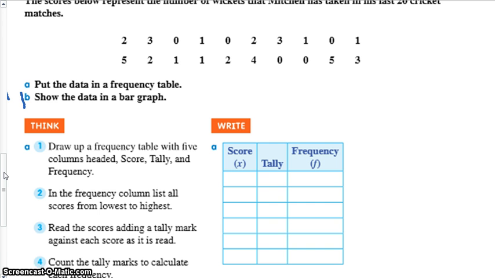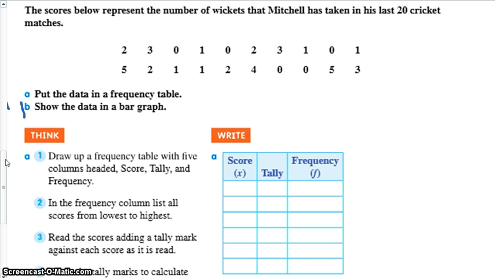Make sense? Okay. Now, there's two things I would recommend that you do as soon as you've drawn your table and before you start entering the data into the table. First one is this. I'd highlight that. That tells you how many you should have at the end. This is the scores, the number of wickets that Mitchell has taken in his last 20. So you know that if you counted all these, you should have 20 pieces of data. That make sense?